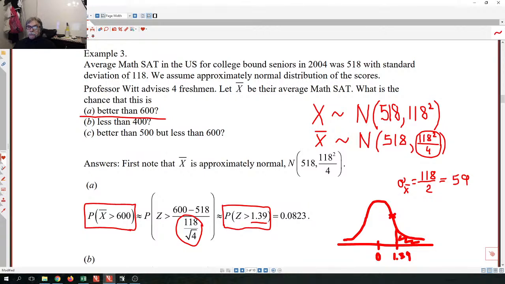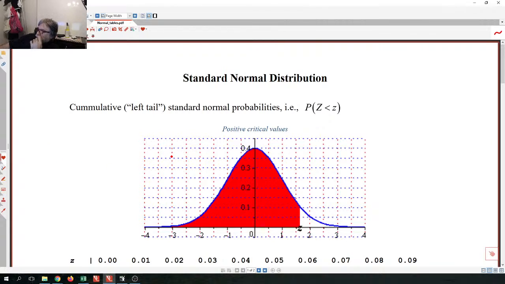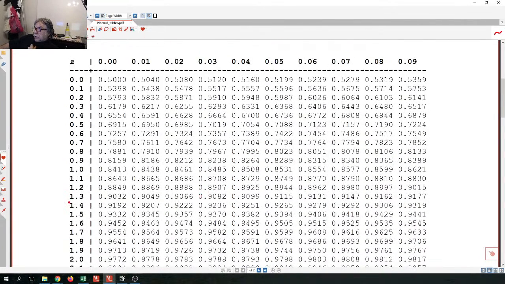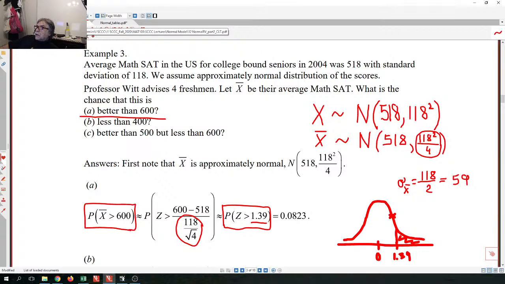So below 1.39, and I'm finding the value of 91.77, 91%, 0.77%. Okay, so now I'm going to write that down. I need to make sure that I know exactly what I have. So this is 0.9177. This area.